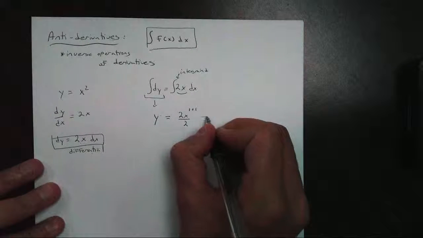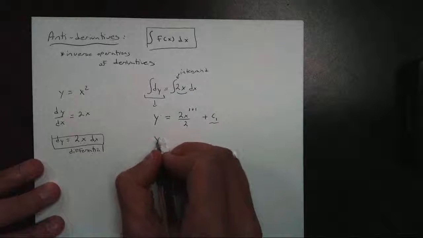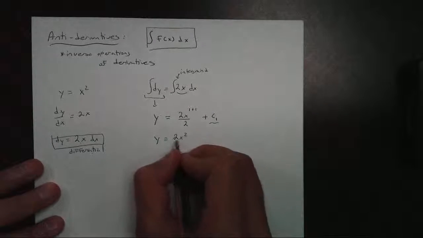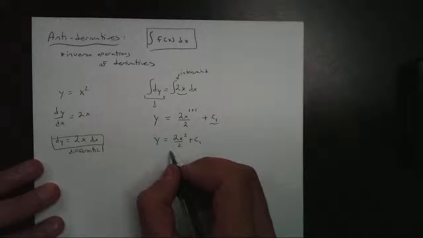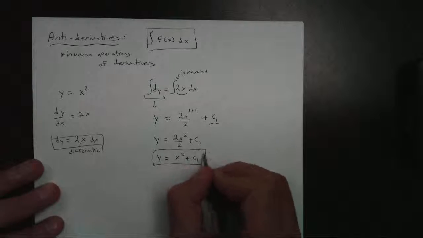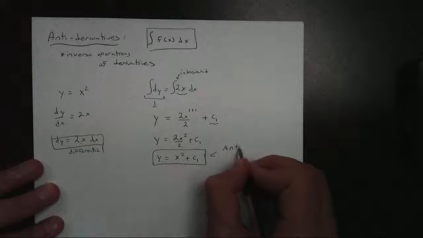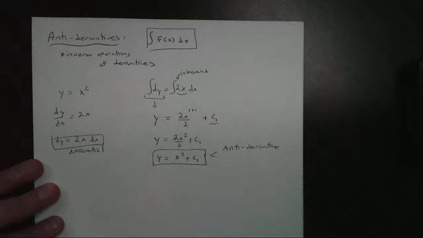Now there's also going to be something else we add here, a constant. We'll talk about that later on. So I'm going to get y equals 2x squared over 2 plus c1. c1 is just some arbitrary constant. So I'm going to get just x squared plus c1. This right here is called the antiderivative.